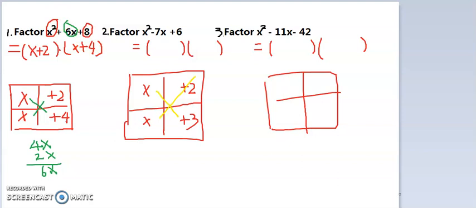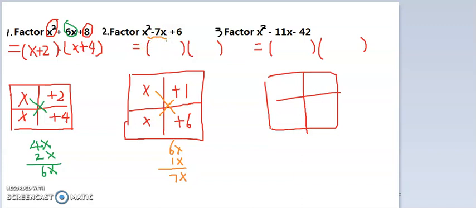So how about 1 and 6? Let's try 1 and 6. If I put positive 1 here and a positive 6 down there, and check the cross multiplies. We can see that these two cross multiply gives us positive 6x, and the other two gives us a positive 1x. Positive 6x plus positive 1x gives us a positive 7x. But what we have is a negative 7x.